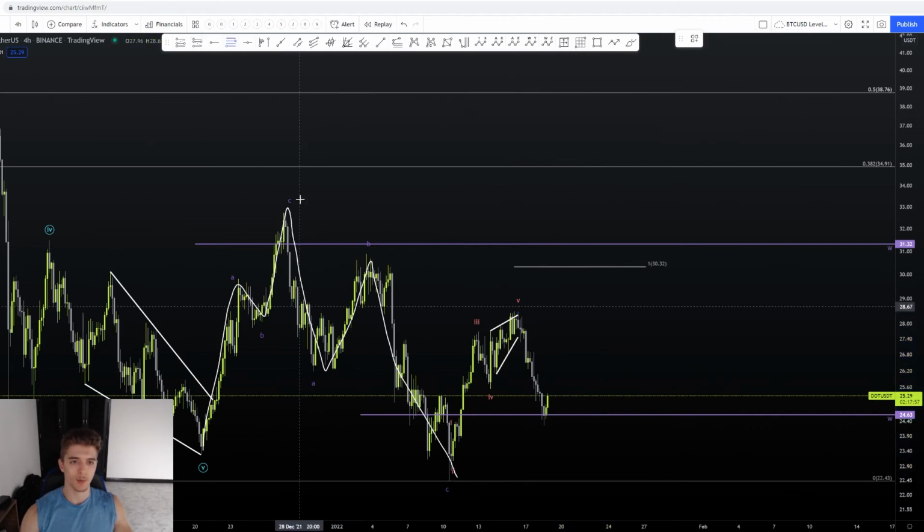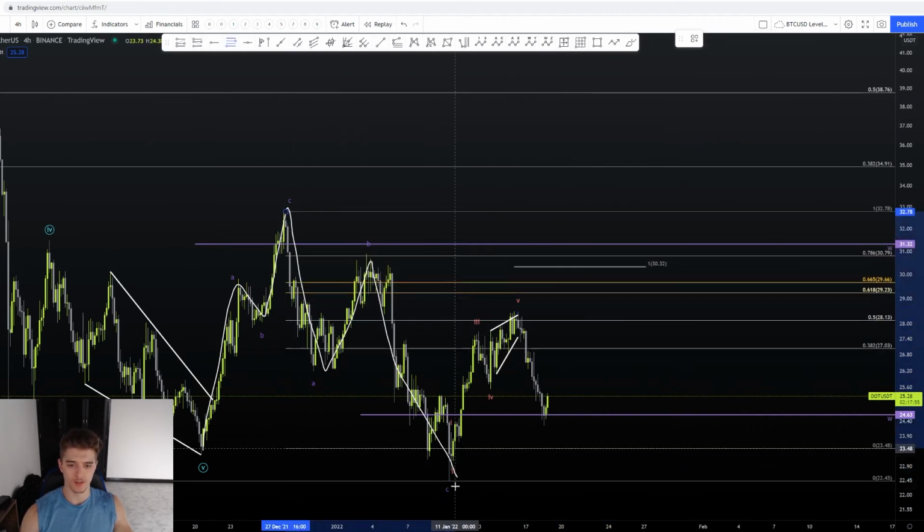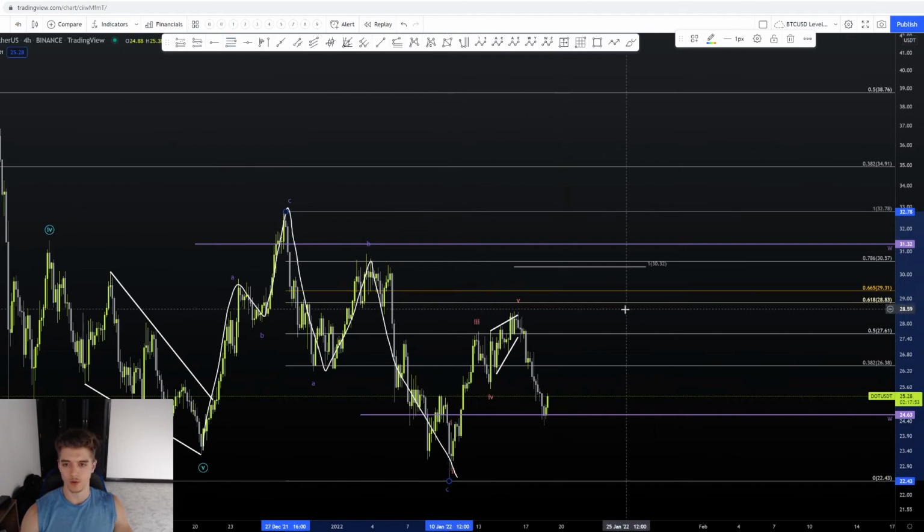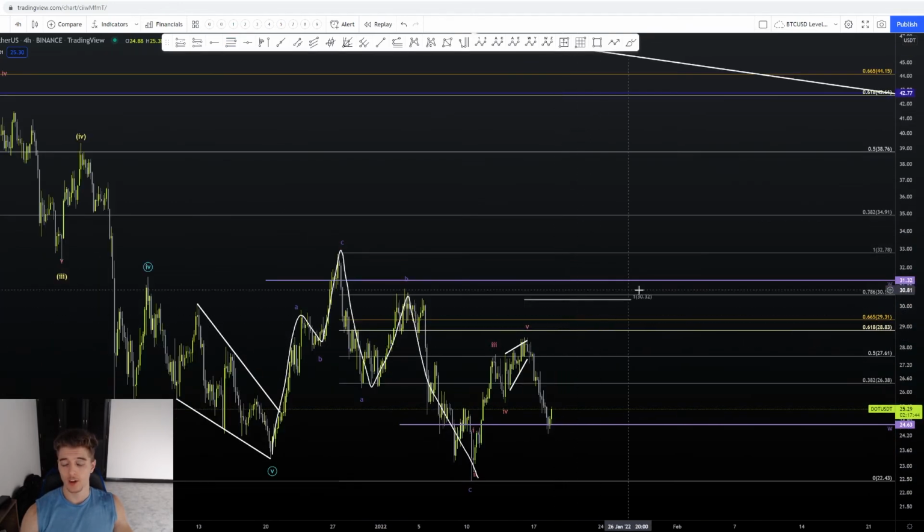Now, a local Fibonacci retracement for the golden pocket would be a little bit above these highs, around $29 roughly. So those are 2 Fibonacci targets we could be looking out for to the upside.